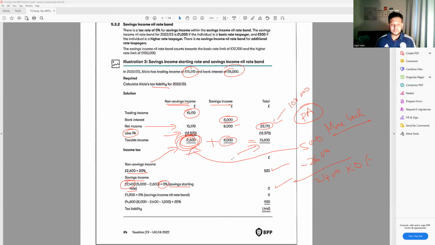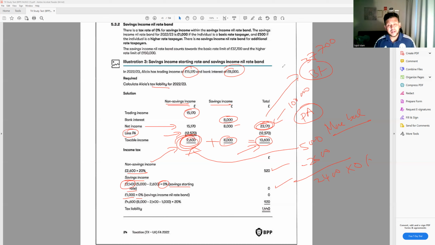The next 1,000 is zero rated. Why? Because I'm a basic rate taxpayer. How do I know I'm a basic rate taxpayer? Because my net income is only 23,170. That means if my net income is less than 37,700, I'm a basic rate taxpayer.